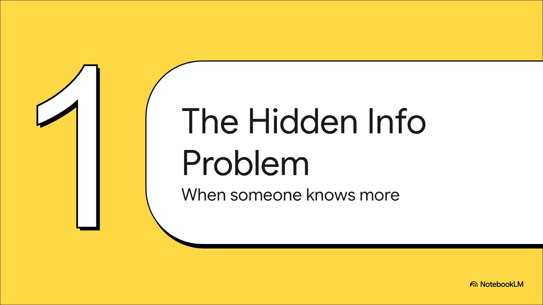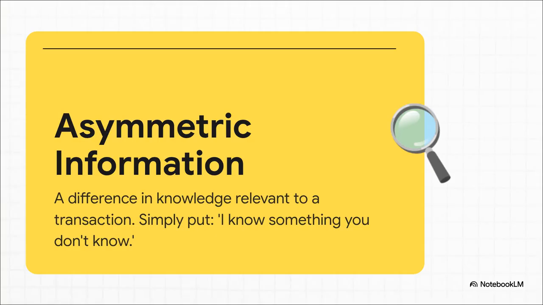First up, the challenge of making decisions when you just don't have all the facts. And this is a huge deal in pretty much everything, from hiring someone for a job to buying insurance. The big idea here has a fancy name, asymmetric information. But really all it is is a formal way of saying what we all know deep down. In a lot of deals, one person has a critical piece of info that the other person doesn't. I know something you don't know. And that simple imbalance can throw a massive wrench in the gears of a market.